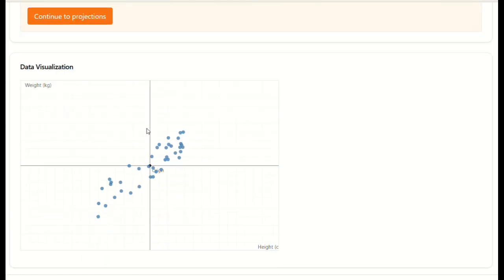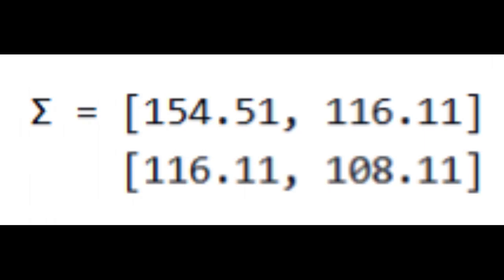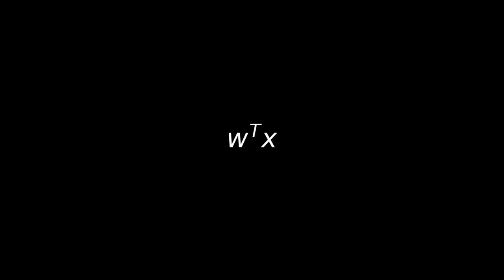For a two-variable case, the covariance matrix might look like this. The diagonal values represent the variances of each variable. The off-diagonal values represent how strongly the variables change together. That's called covariance. Now, here's the core idea. PCA wants to find a direction, call it w, such that when you project the data onto that direction, the spread is as wide as possible. To project a data point, x, onto direction, w, we compute w transpose x. This gives a scalar, the shadow of the point in that direction.